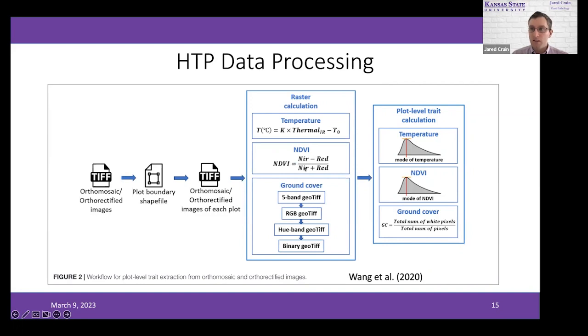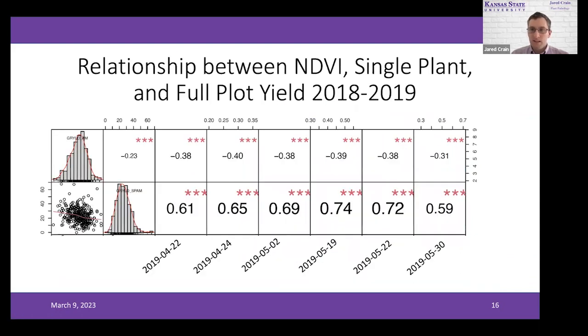And once you extract those pixels per plot, then you can take the mean or the mode, whichever measure of central tendency you would like to have for the plot value. So the question then is really, how did this look? This is a correlation between those single plants and full plot yields between 2018 and 19.